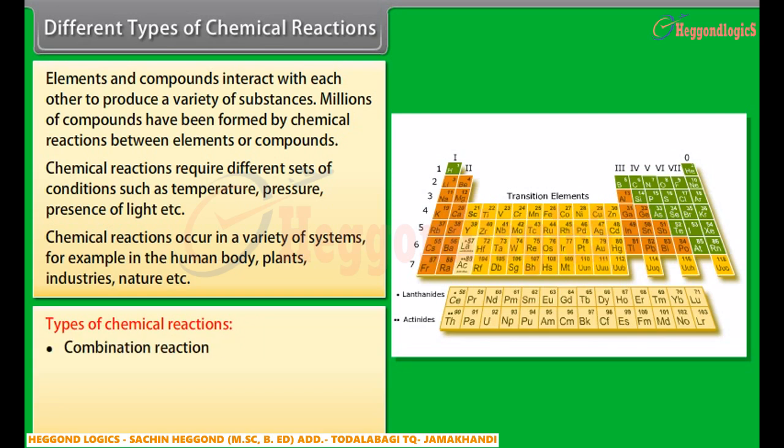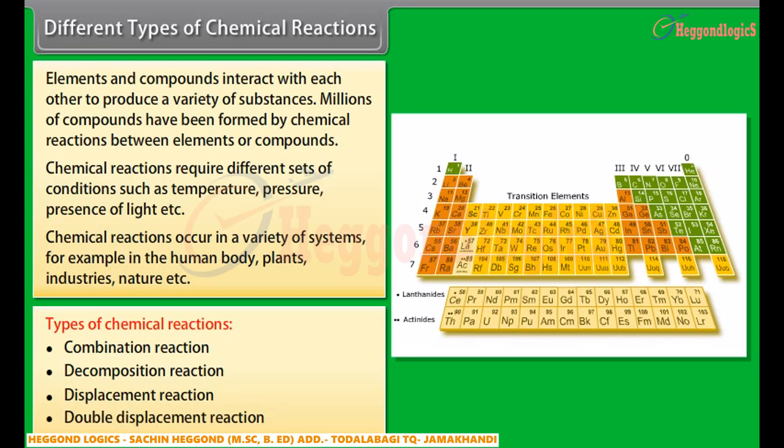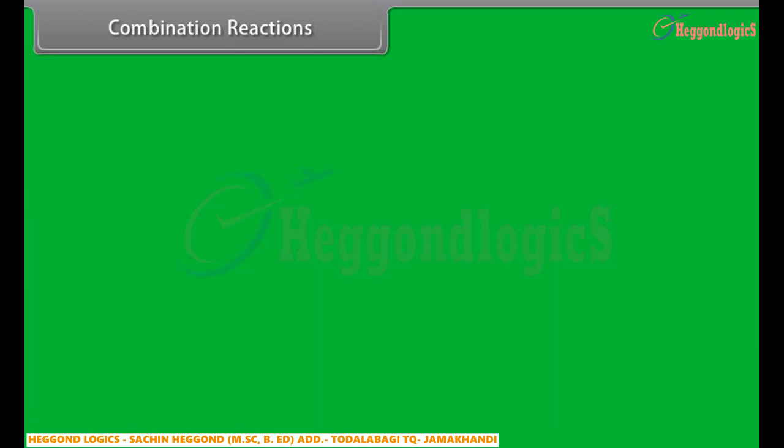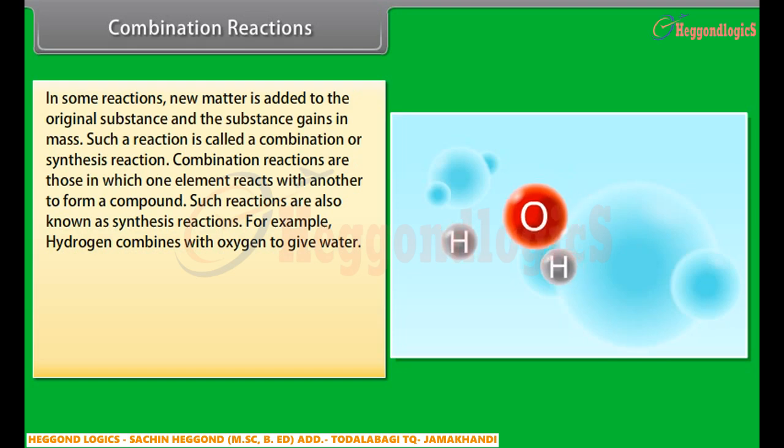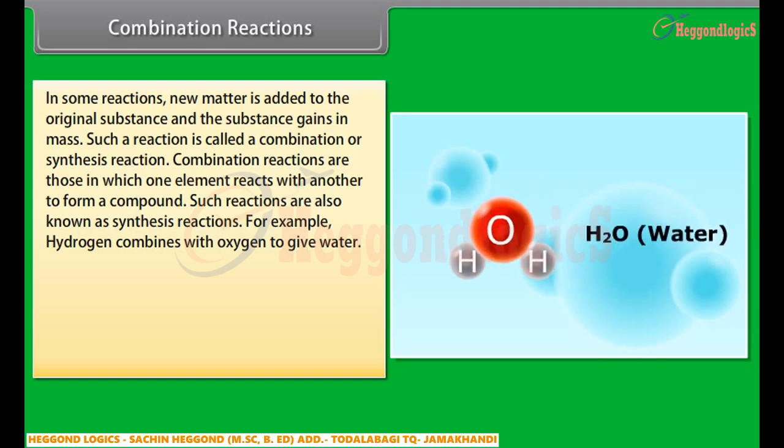Combination reaction, decomposition reaction, displacement reactions, double displacement reactions. Combination reactions. In some reactions, new matter is added to the original substance and the substance gains in mass. Such a reaction is called a combination or synthesis reaction. Combination reactions are those in which one element reacts with another to form a compound. Such reactions are also known as synthesis reactions.